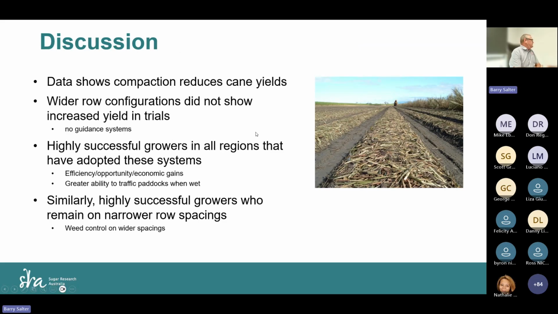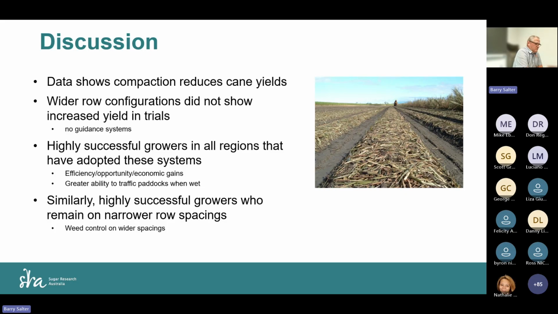In terms of discussing all of this, I think we've tried to show that compaction absolutely reduces cane yields. But when it came to wider row configurations, we couldn't really show that there was any difference in cane yield. We certainly couldn't show that there was an increase. I should point out that most of this was done prior to guidance systems being available or in place. What we do know is that in every region, there are highly successful growers that have adopted these systems, these wider row controlled traffic systems.